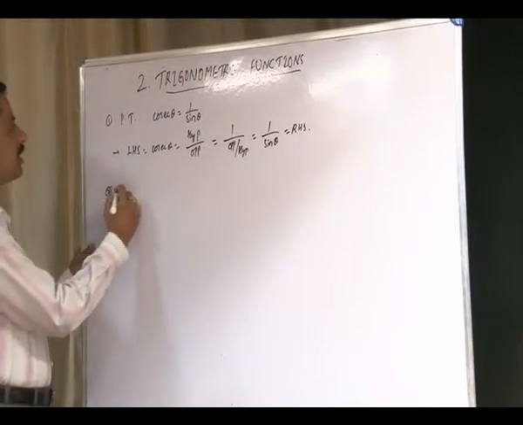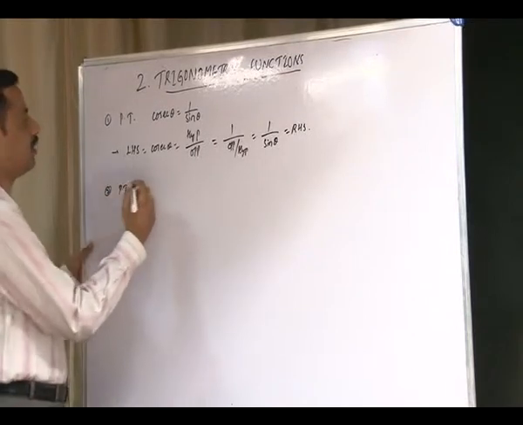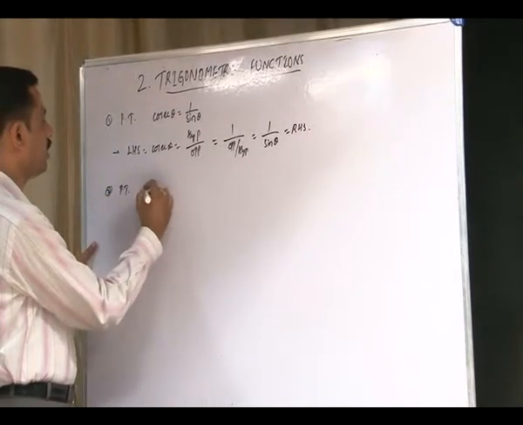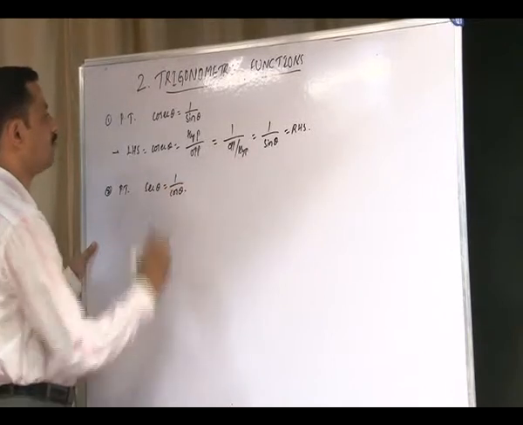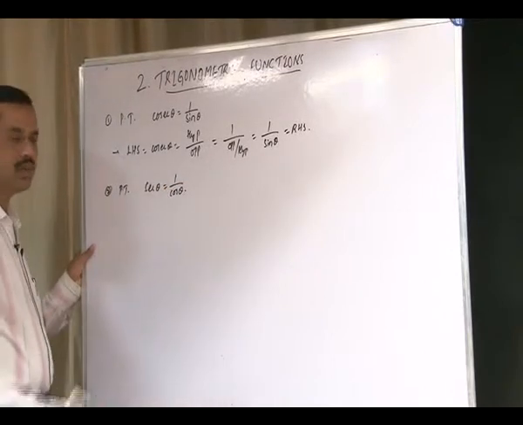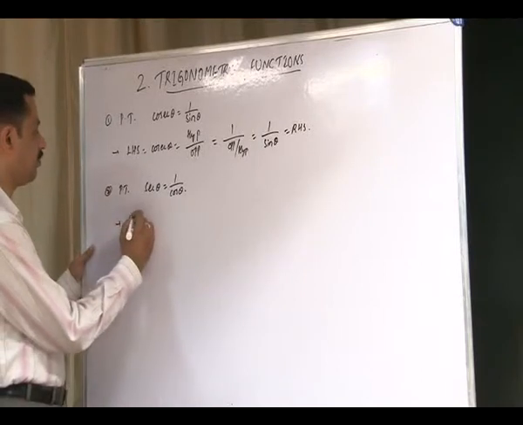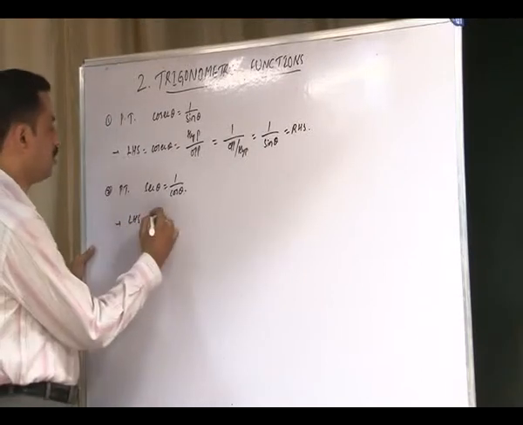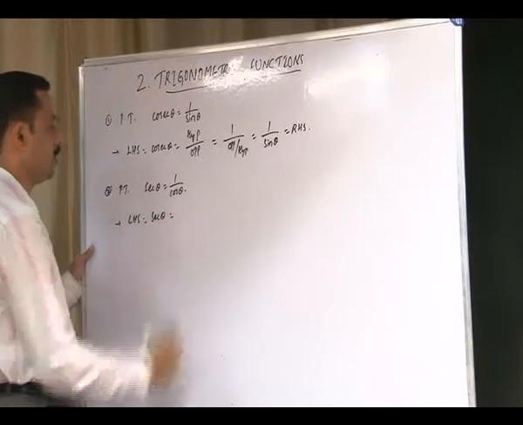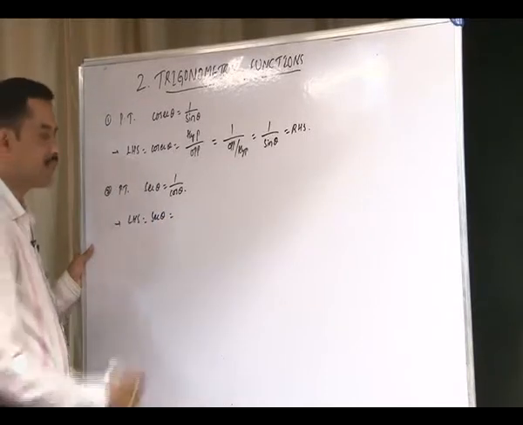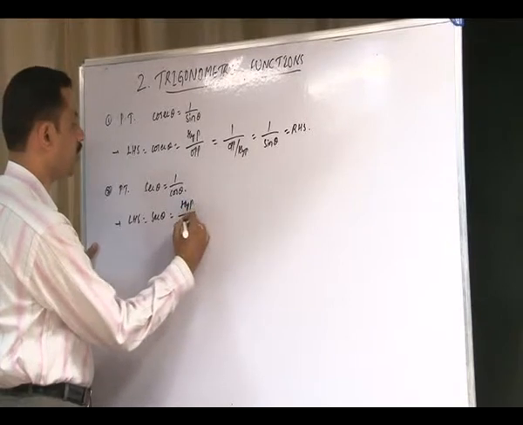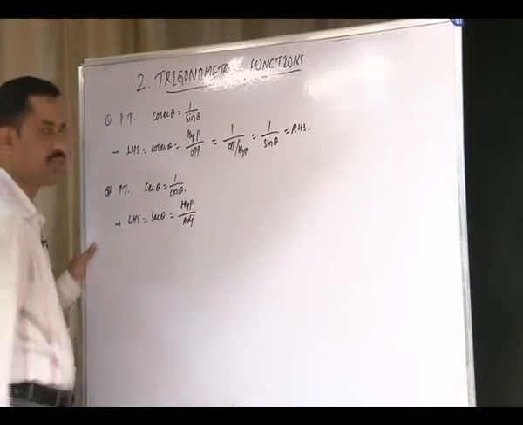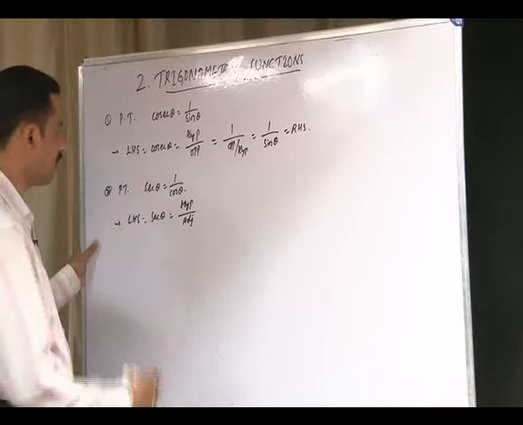Similarly, I will consider the second one. Prove that secant theta is equal to 1 over cos theta. For this, left hand side is equal to secant theta. You know the definition for secant theta. Secant theta is defined as the ratio of hypotenuse divided by adjacent side, that we have discussed in the last class on definitions.